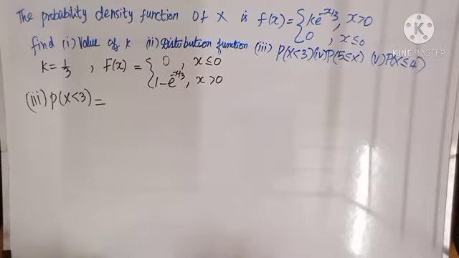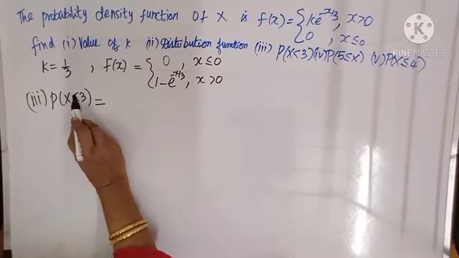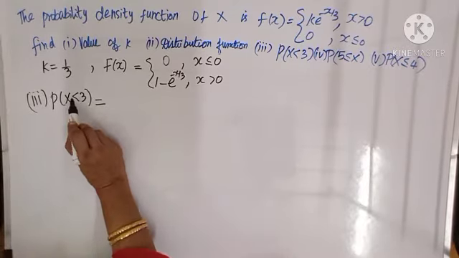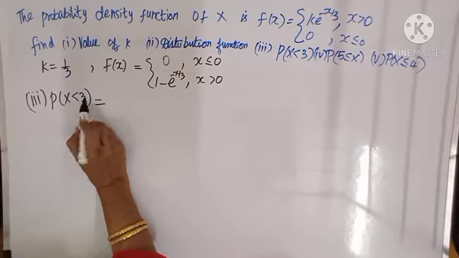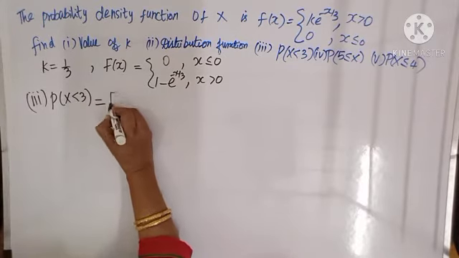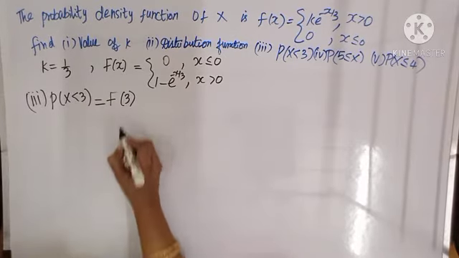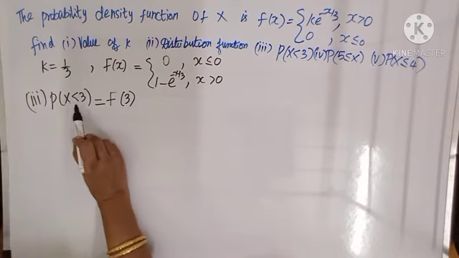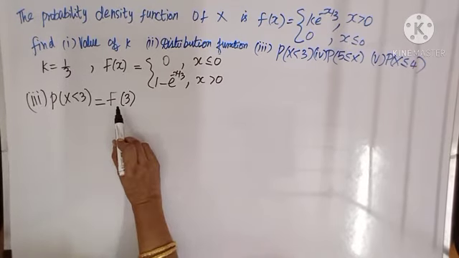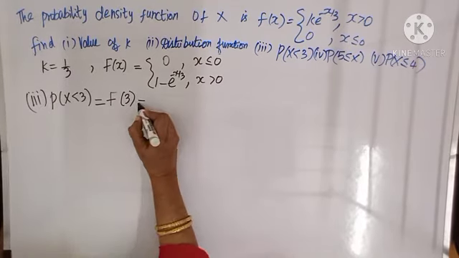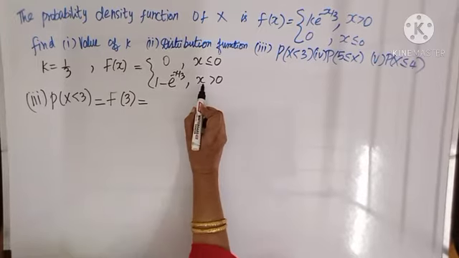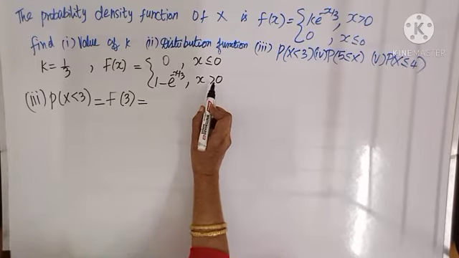Third subdivision, P of x less than 3. P of x less than 3 is below 3. Whenever I want below, I can use the cumulative distribution function. So P of x less than 3 can also be written as F of 3. 3 comes in this interval which is more than 0.